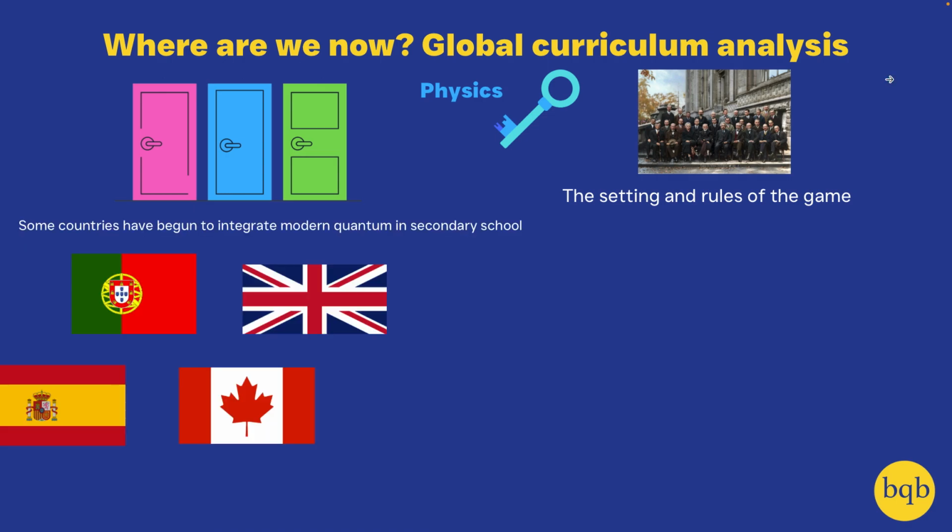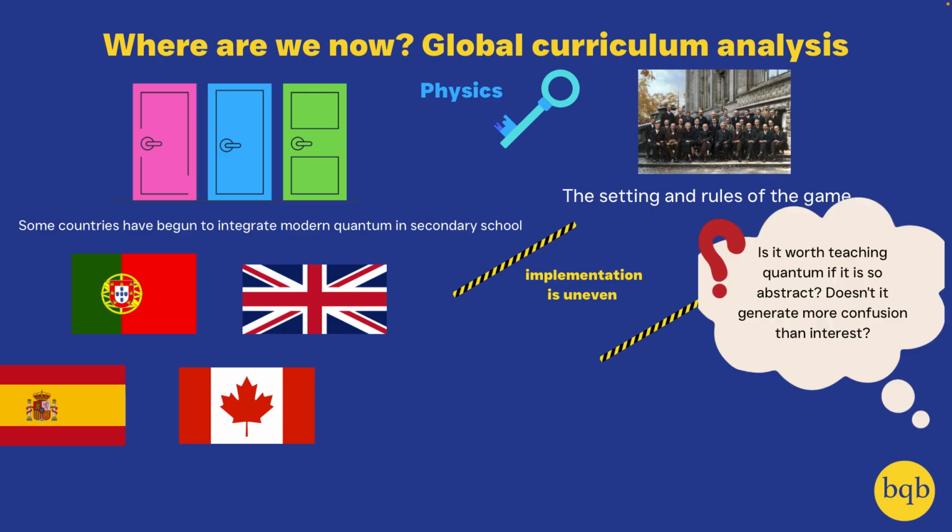Some countries have actually begun to integrate quantum in secondary schools. Places like Spain, Portugal, Canada, and the UK are starting to actively realize that they should be teaching quantum mechanics to high school students, because quantum mechanics has already brought with it a technological revolution and is starting to bring a new one in this era of quantum computers. But this implementation of who gets to learn about this is often uneven, and many ask the question of, is it worth teaching quantum if it's so abstract, and doesn't it generate more confusion than interest?